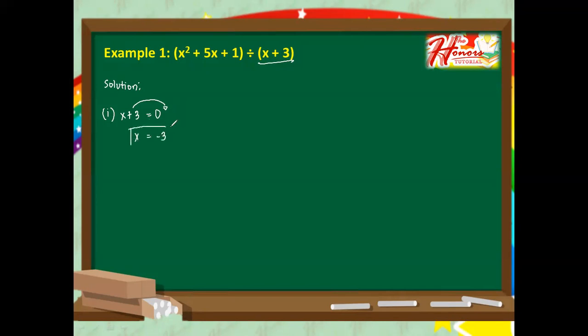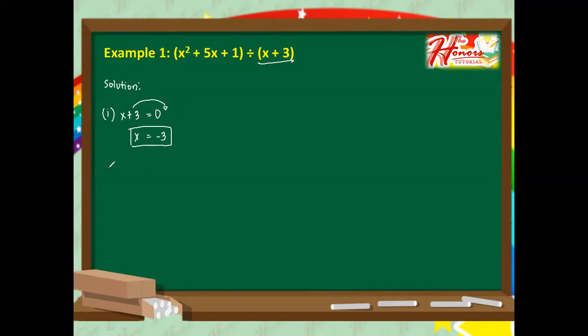Why is it negative 3? It is because any number or letter or term that you are going to transpose to left or right side of the equation, automatically its sign changes. If it is positive, then it will become negative. If it is negative, then it will become positive.